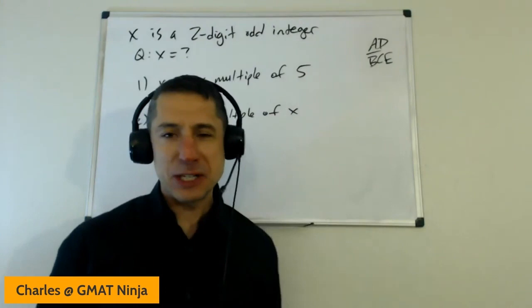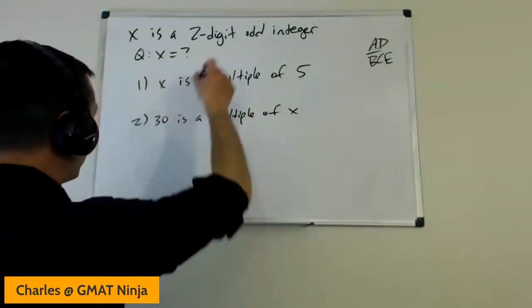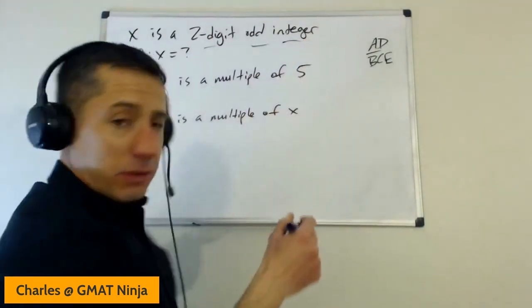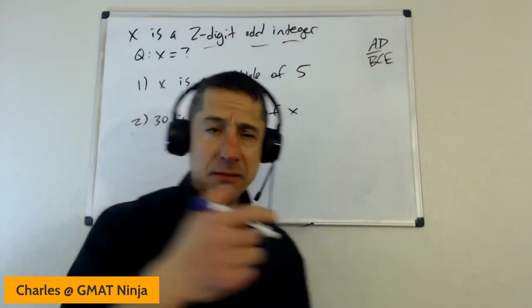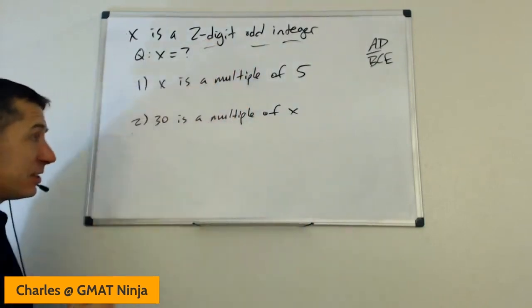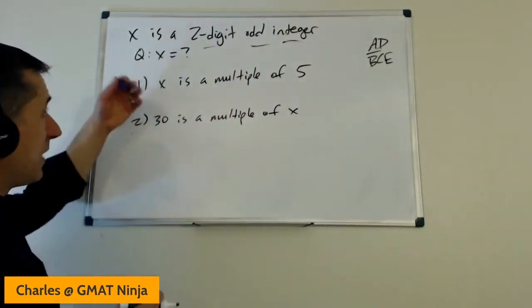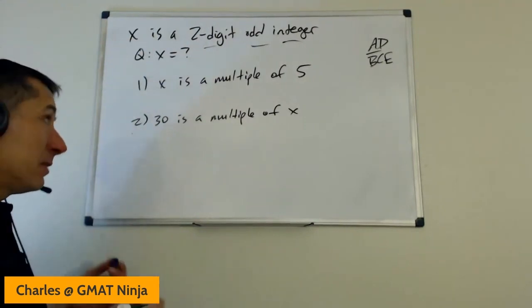X is a 2-digit odd integer. Okay, lots of little modifiers there. Note to self, don't forget about those. I'm not quite sure where it's taking me right now, but okay, fine. Noted. There's a lot of stuff there to pay attention to. What's the value of x? Okay, 2-digit odd integer. Lots of those around.